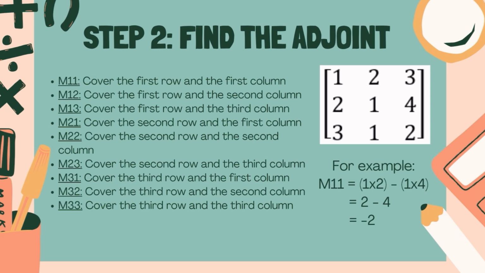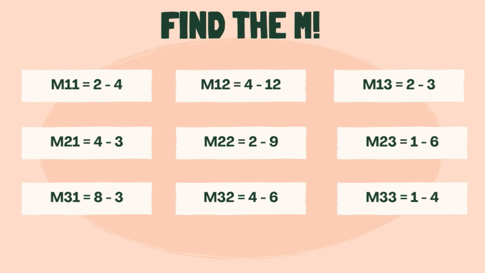So, if it's written M1.1, you have to cover the first row and the first column. After covering it, you're gonna see 4 numbers, and you're going to find the determinant of those 4 numbers. Another example, if it's M2.3, you're going to cover the second row and the third column. And then you're going to also see 4 numbers. You have to find the determinant of those 4 numbers. And you have to continue this step for the other M's until you find all the determinants. After finding all the determinants, you will get the results.